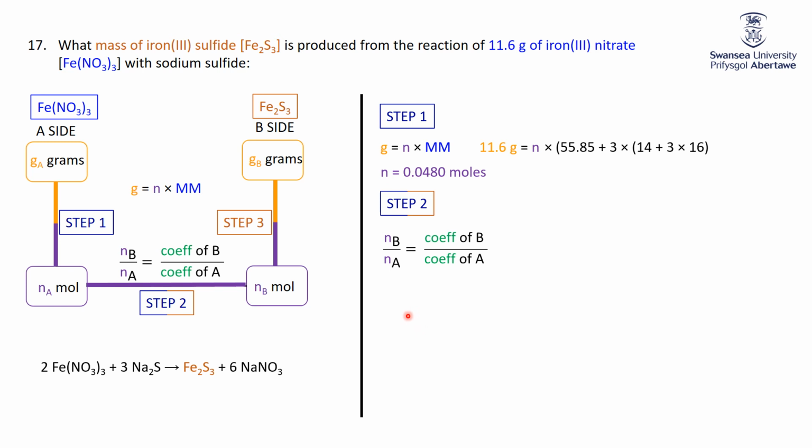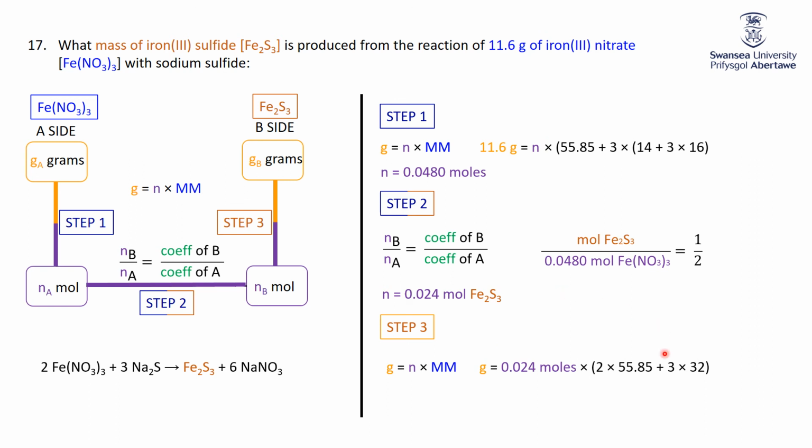Anyway, so the coefficient then, Fe2S3, the coefficient is 1. Coefficient of FeNO3 3 times is 2. Pop all those in, there's the 1, there's the 2, and that means we have 0.024 moles of the Fe2S3. Step 3, multiply that by the rather large molar mass, not too tough, 2 irons and 3 sulfurs, and we end up with 4.98 grams of the Fe2S3.